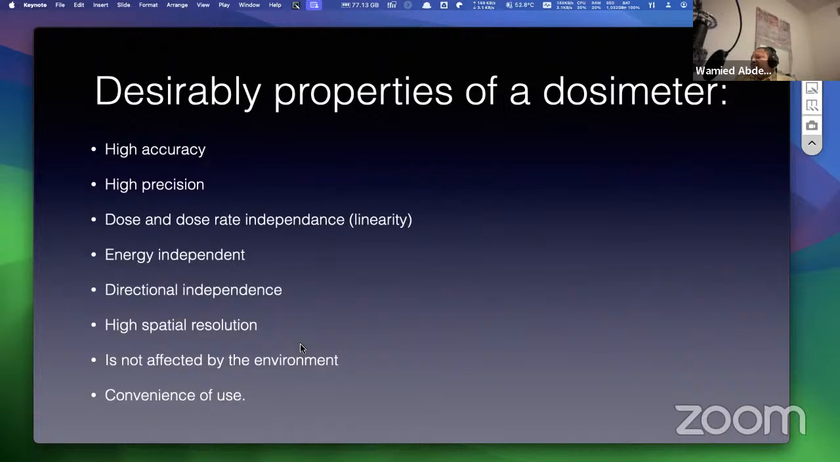And lastly, we want some convenience of use of the dosimeter, and this will depend. Sometimes we want a dosimeter that immediately gives us the reading. Or sometimes you want a dosimeter that can integrate the reading over a longer period. We might want a dosimeter that is reusable: we measure the dose and then we can use it again. Or sometimes we want a dosimeter that can only be used one time, such that we have a record of the dose. So these are the desirable properties of the dosimeter.